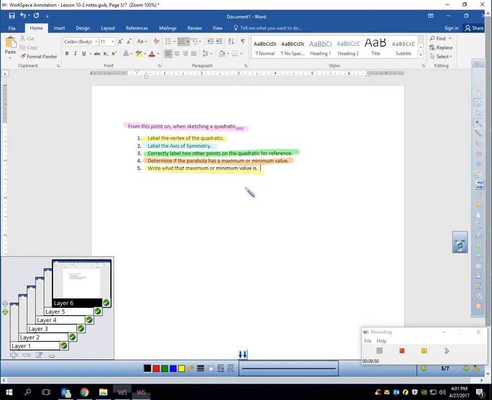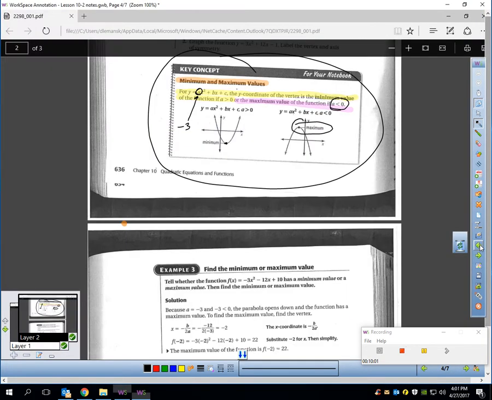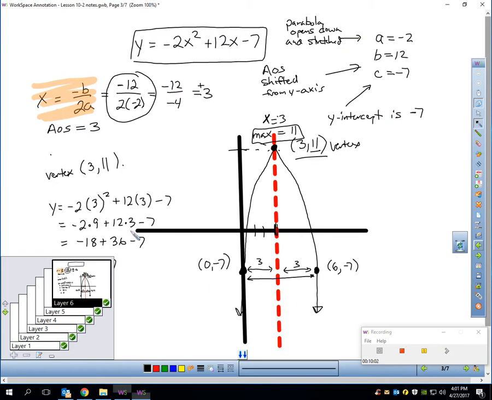So if you pause the video after writing this down, pause it, and then go back to this slide. I guess you didn't have to pause the video when I think of it. We could just go back to the slide. Do you notice all those things I did? Here's your axis of symmetry at 3. You have 3 points labeled, vertex and 2 others, and here's your maximum at 11. Okay?